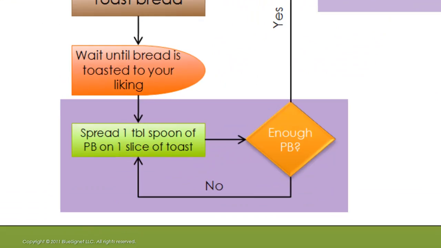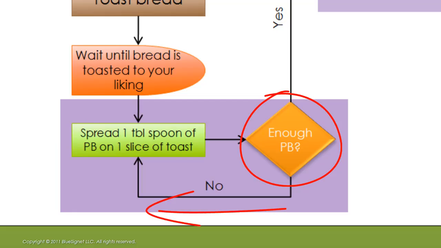Brian, explain. So once we get into this, you'll see this purple block on the bottom left. And this is our loop condition. So once we've waited for the bread to be toasted, we now do the action of, so this is kind of a do while. We do this action, spread a tablespoon of peanut butter on 1 slice of toast. Then we go to see if the condition is met. Do we have enough peanut butter? Absolutely not. 1 tablespoon? Are you kidding? So no. We go back and put another tablespoon on.